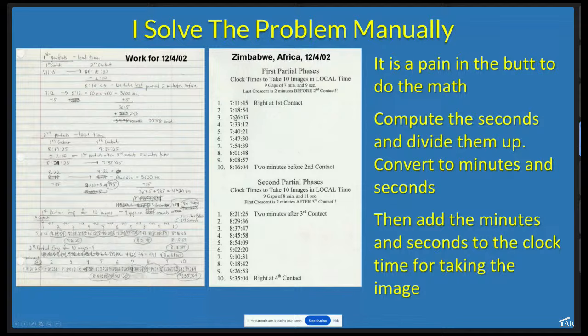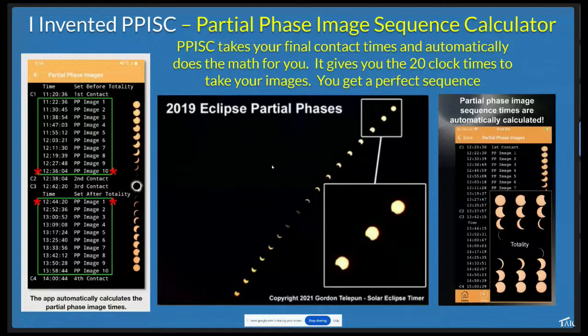In 2002, I took my first image right at first contact, and I took my last image 2 minutes before second contact. Now I do 2 minutes after first contact. But the beauty of one of the portions of my app is I invented something called PISC, which is Partial Phase Image Sequence Calculator. My app takes the four contact times and does all the math for you and generates the clock times. So once you have geolocated and you know your four contact times, it spits out the 10 clock times that you should take an image to get a perfectly balanced set of partial phase sequences before and after totality. And remember, you're getting equal percentage of crescents, not equal duration of time between the crescents. That's what's going to vary.